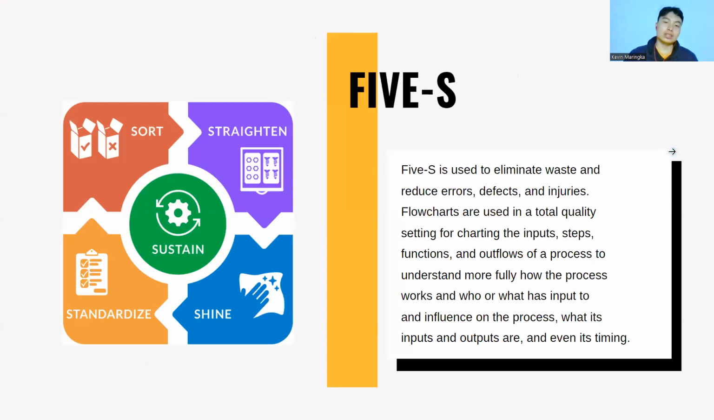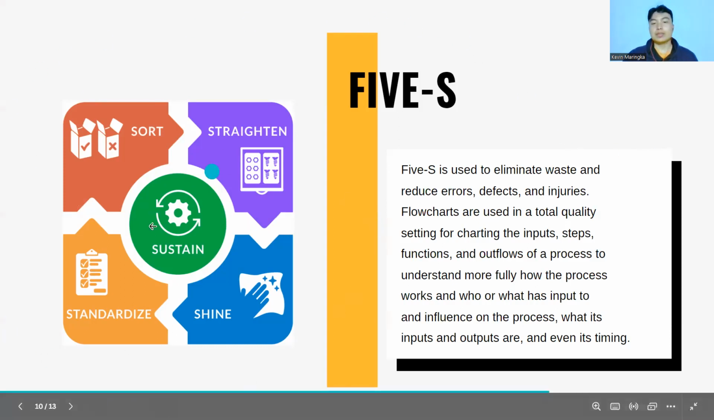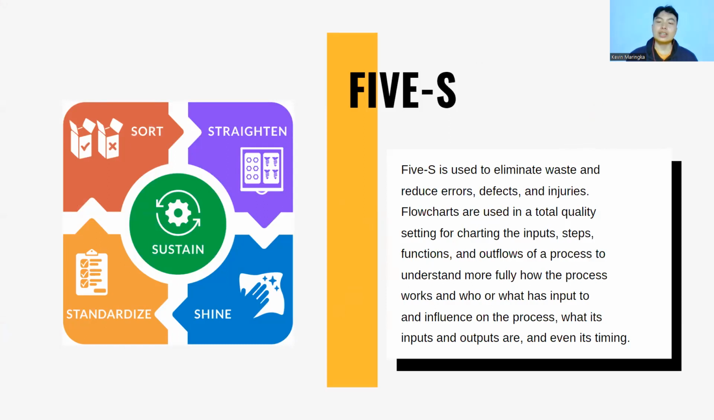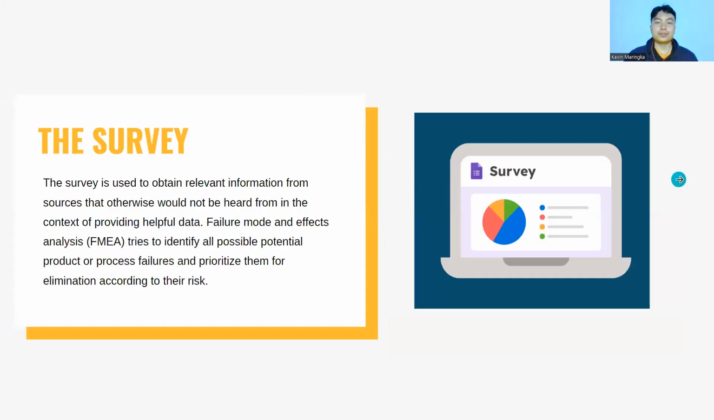Now, we're going to discuss the 5S. 5S stands for sort, straighten, sustain, standardize, and shine. These are examples of the 5S. So 5S is used to eliminate waste and reduce errors, defects, and injuries. Flowcharts are used in a total quality setting for charting the inputs, steps, functions, and outputs of a process to understand more fully how the process works and who or what has input and influence on the process, what the inputs and outputs are, and even its timing.